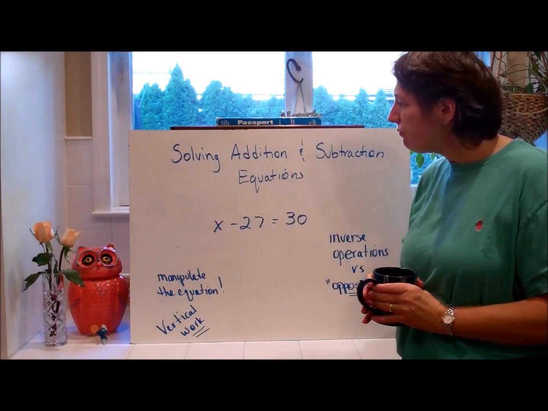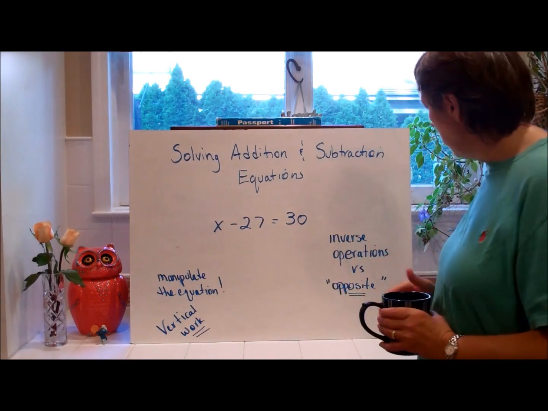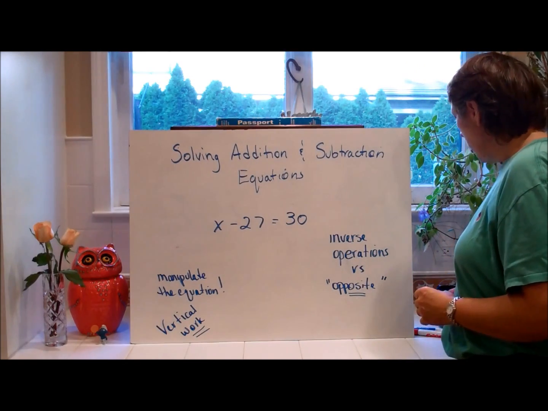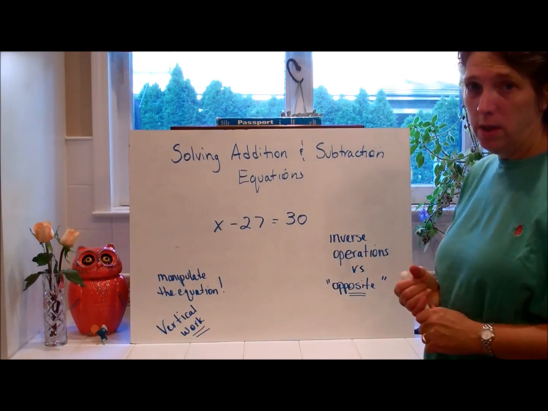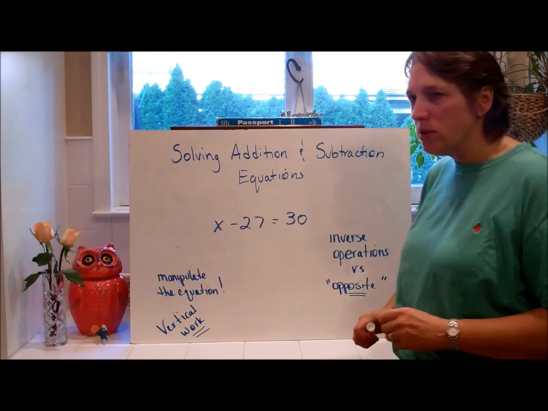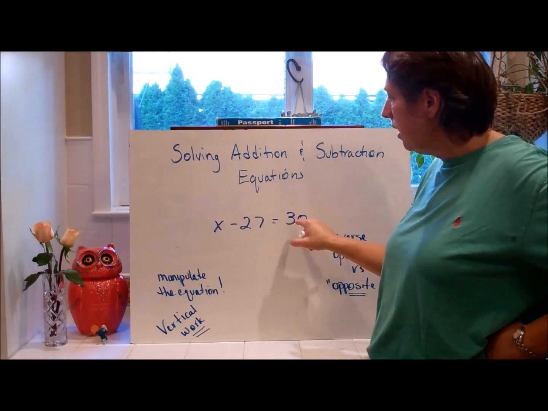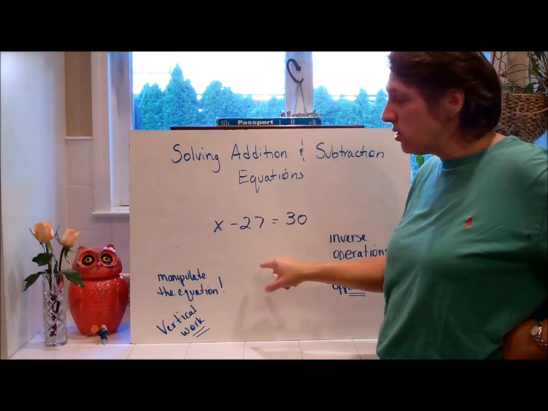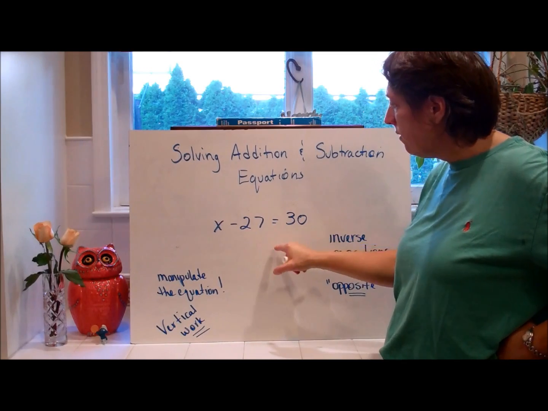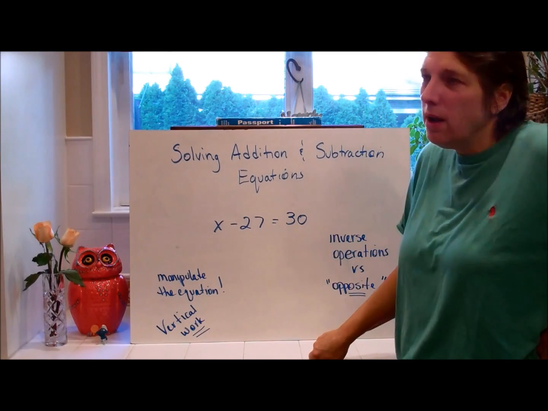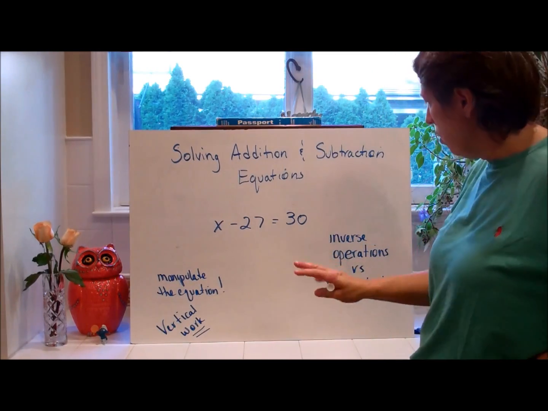Our goal when we solve an equation is to isolate the variable and make sure it has a coefficient of positive 1. So we look at that to manipulate the equation, and we're going to show our work vertically. I don't like to see horizontal work, and I don't like you to say, oh, it's 57, so it's 57 minus 27 equals 30. No, you have to show me the work.